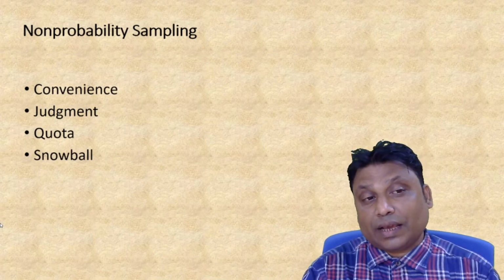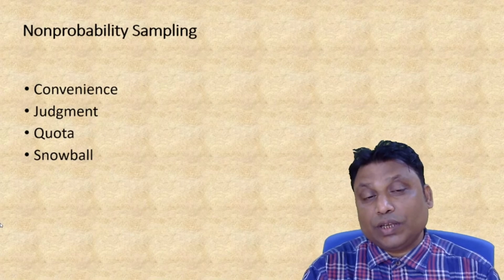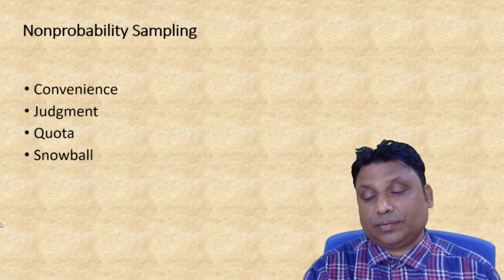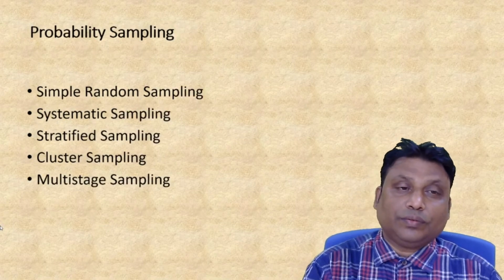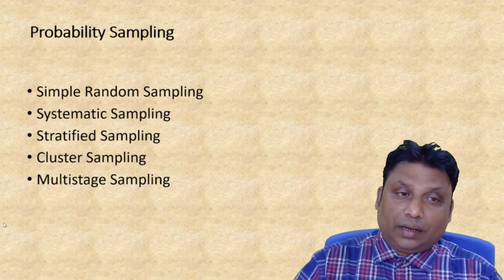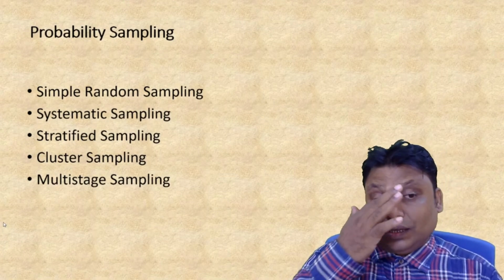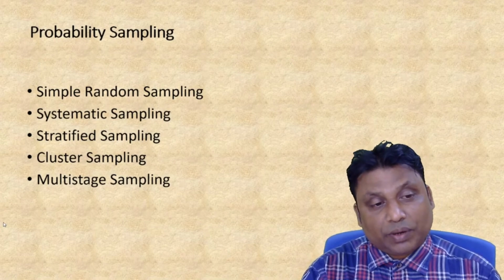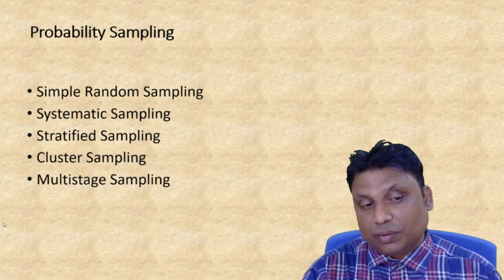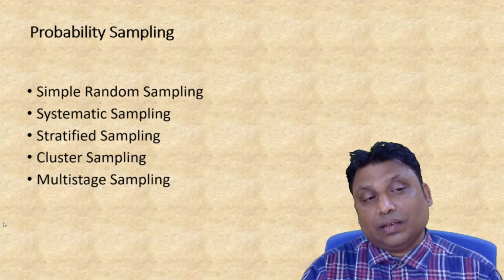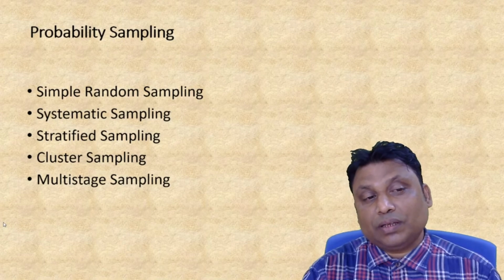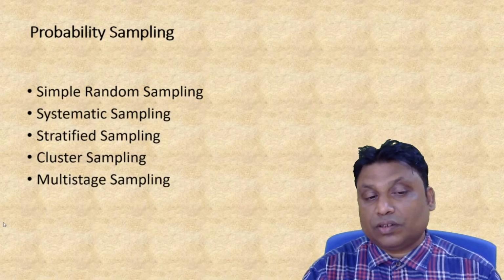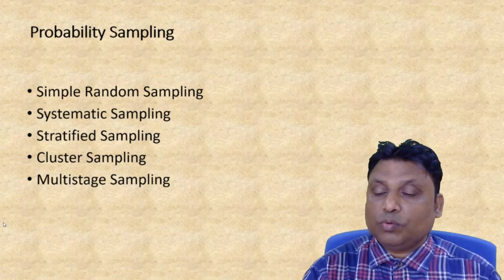Because these are the sampling techniques we are using to collect information from the respondents. First we are discussing non-probability sampling. Second one is probability sampling. Similarly, the probability techniques are simple random sampling, systematic sampling, stratified sampling, cluster sampling, and multi-stage sampling. Details we are discussing one by one.